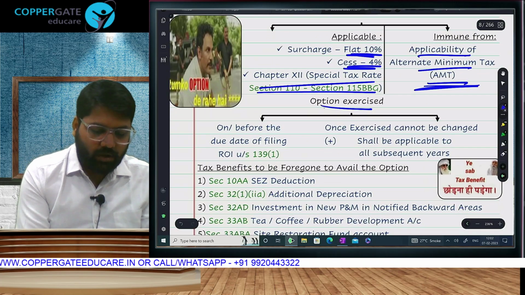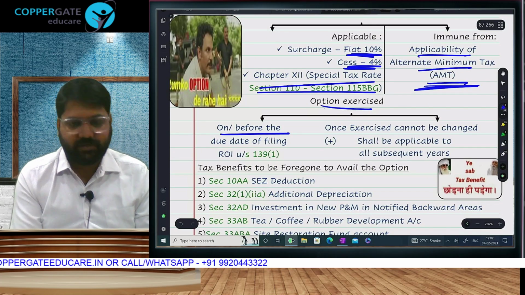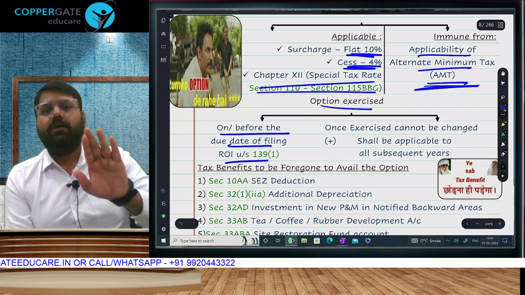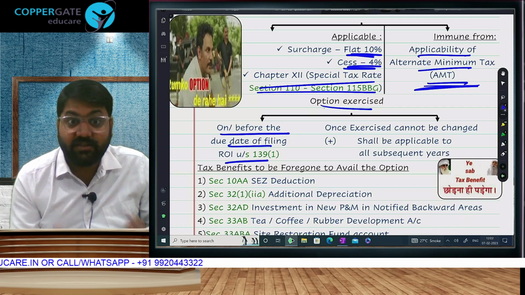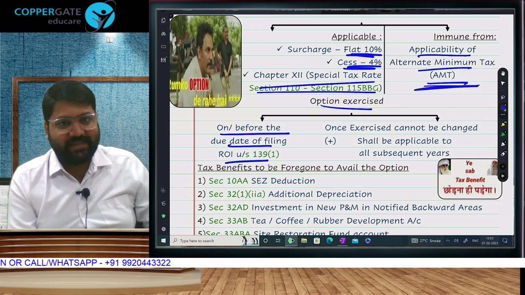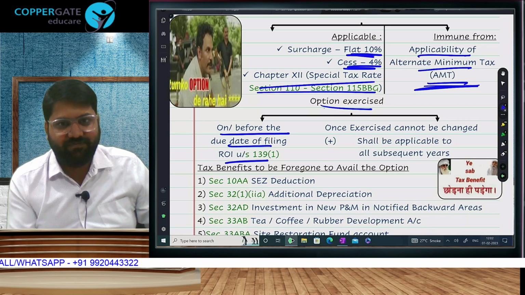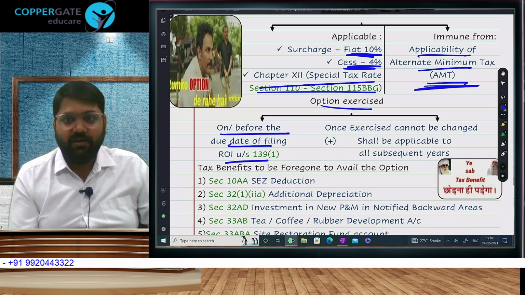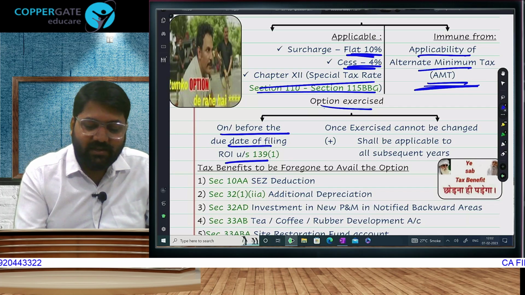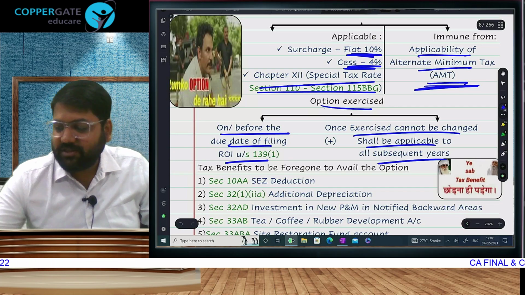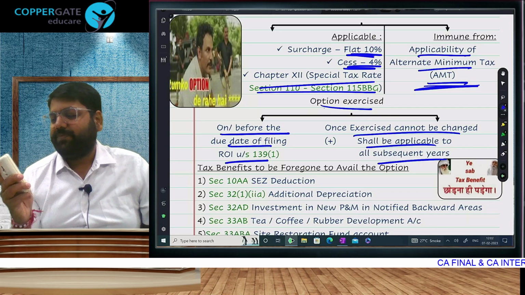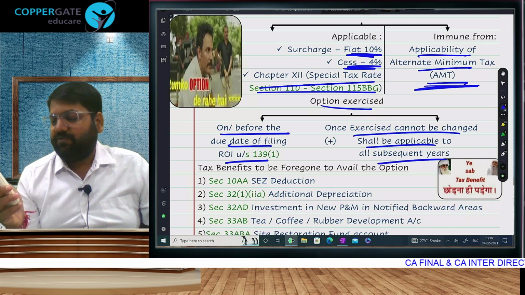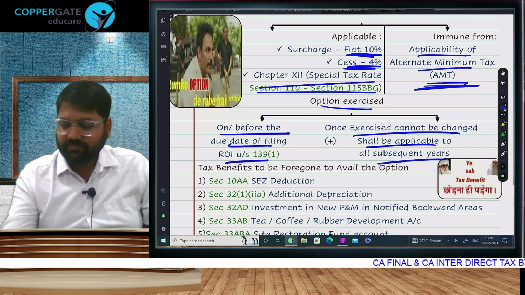You have to exercise your option before the due date of filing the return, which is the case for everything in the new tax regime, existing law. Next year, the default regime will be new. If you want old, you have to exercise the option. By default you will be in new. And the best part is, once exercised you cannot change it. This is going to be applicable forever. So once exercised you cannot change it.